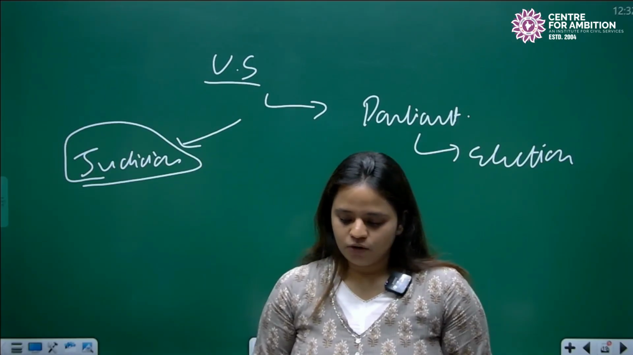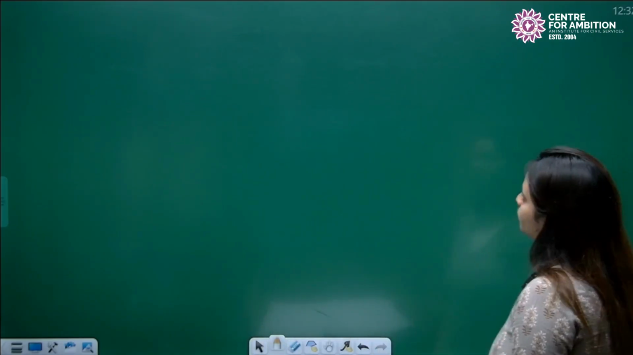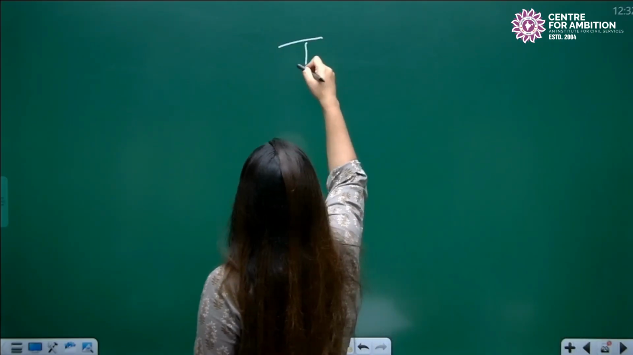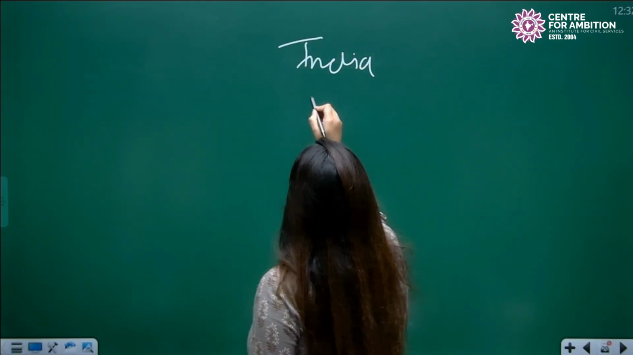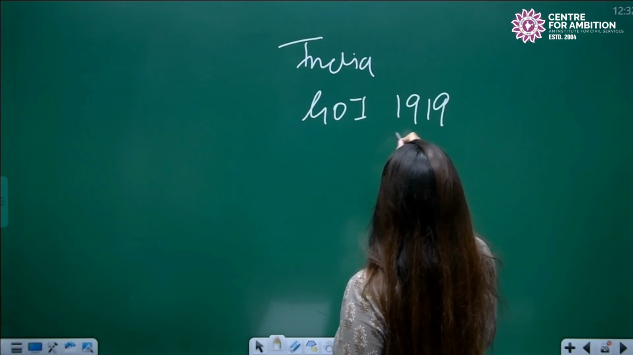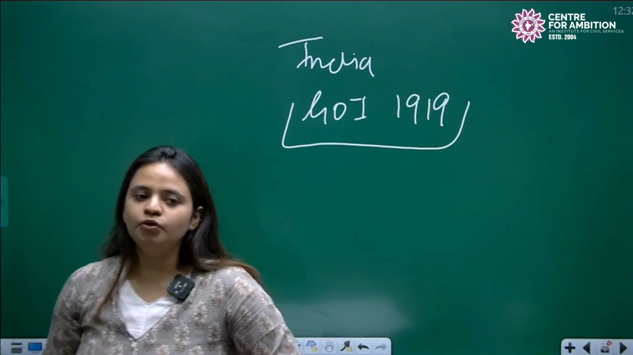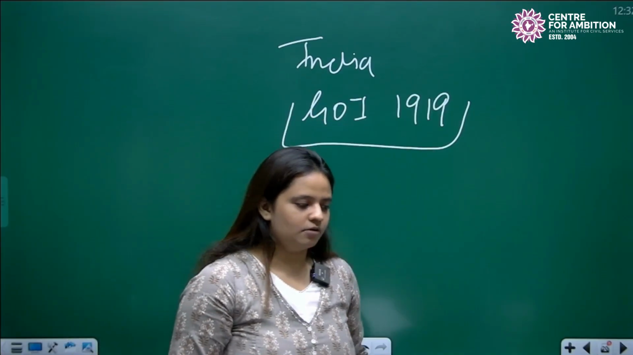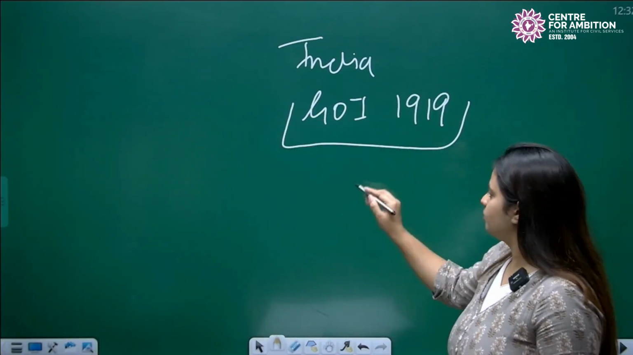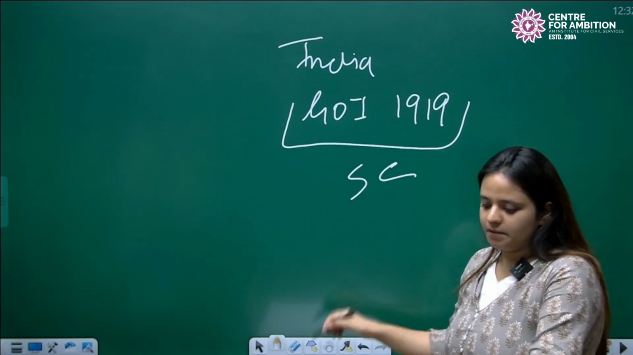Coming back to India, we see that in India there was Government of India Act 1919. ठीक है. तो जो गवर्नमेंट ऑफ इंडिया एक्ट 1919 था, इसको रिव्यू करने के लिए दो चीज़ें आई. First was a Simon Commission. ठीक है. First was Simon Commission and other was parliamentary committees. ठीक है.